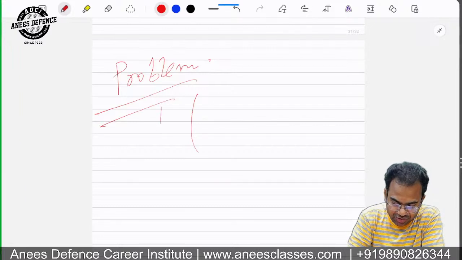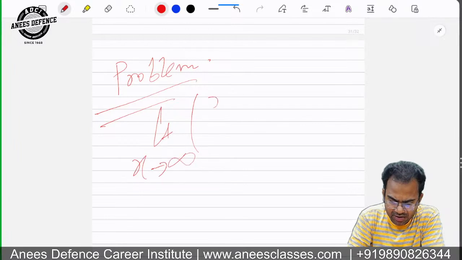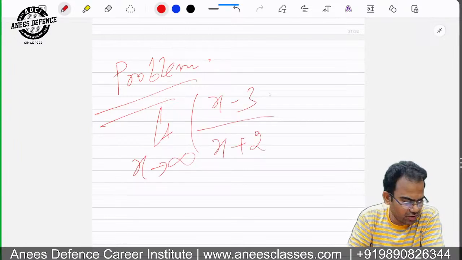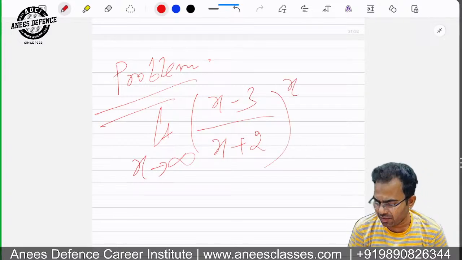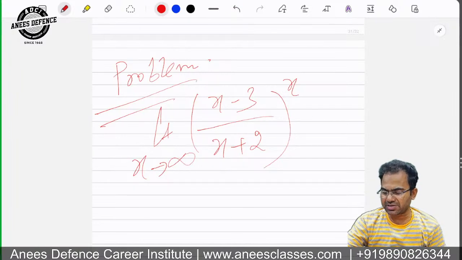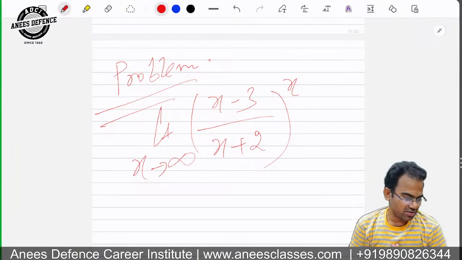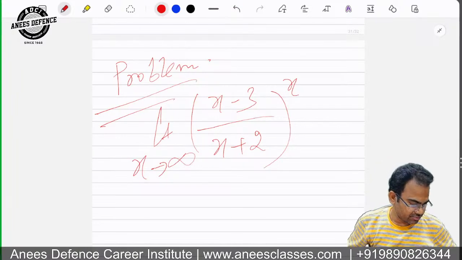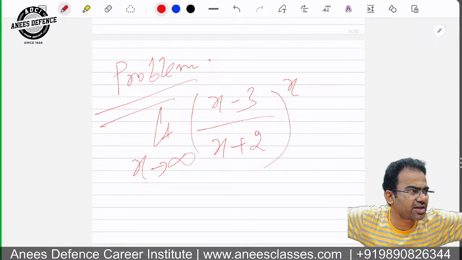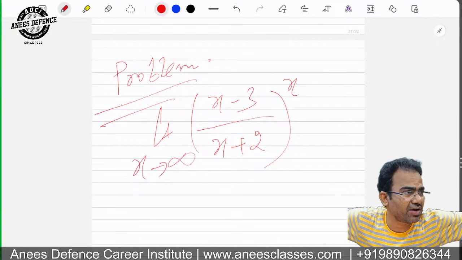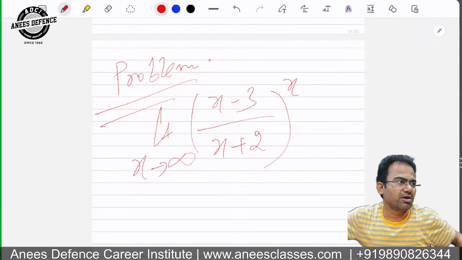So limit x tends to infinity of (x minus 3 upon x plus 2) whole to the power x. Solve this as a homework and give the answer in the next lecture. Then I will start from here. Okay. In the next lecture, where I left, I will start from here. Okay.